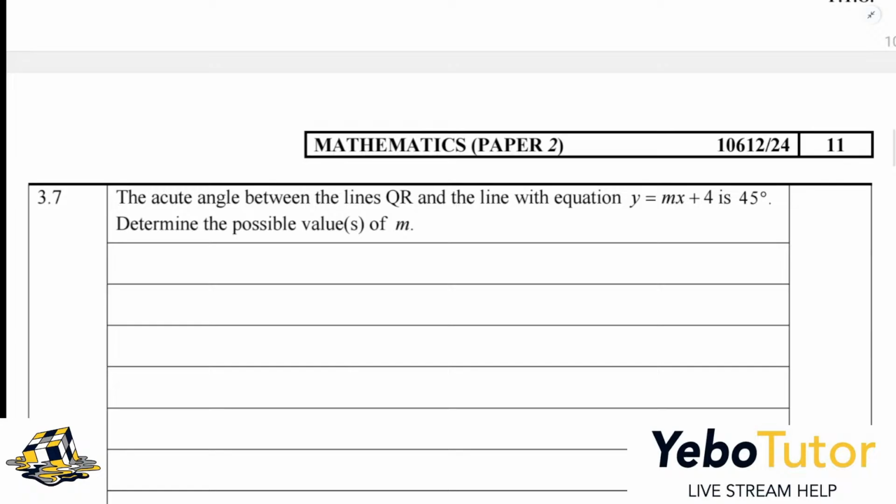Next question. The acute angle between the line QR and the line with the equation y equals mx plus 4 is 45 degrees. Ooh, all right. Determine the possible values of m. All right.